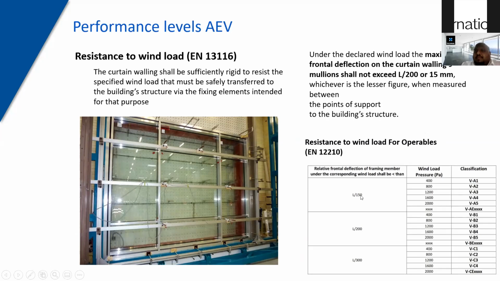Depending upon the span, where L generally is your span, if you have a declared wind load and you want to test the curtain wall to that wind load based on the calculations, what we measure is the frontal deflection on the curtain wall, which should not exceed L/200. The span may be 4 meters or 5 meters or 3 meters, depending upon the fixation. It should be that divided by 200, or it should not exceed 15 mm, whichever is the lesser figure, when measured between the points of support. I'll show you another image which will give you more clarity on this topic.